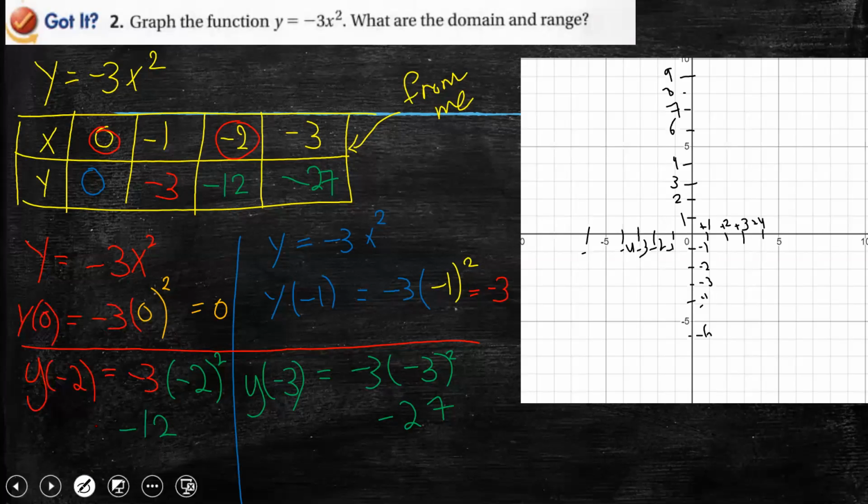Now, the first point we said is 0, 0, so it is here. The second point now is -1, -3. Where is -1? Here is -1, and -3 is here. Then -2, -12. Where's -2? Here is -2, and imagine that you have -12, so it is here. Now, the last one is -3, -27, which could be down here.